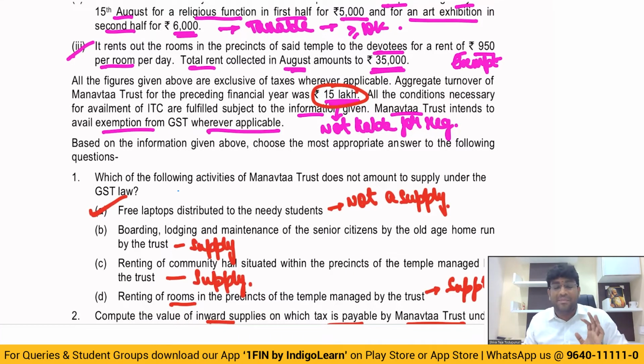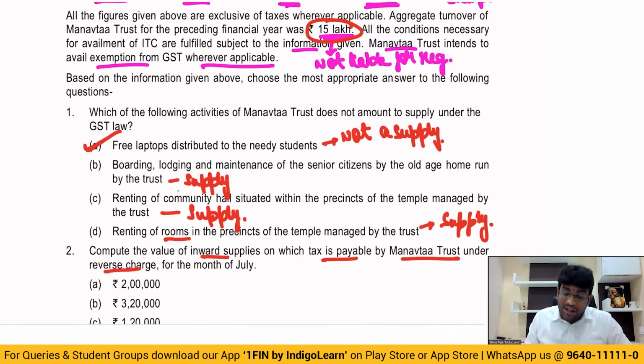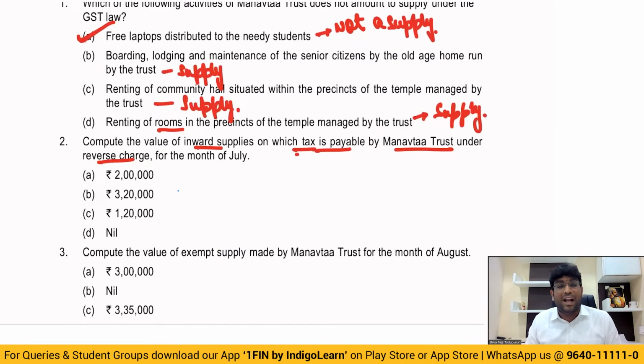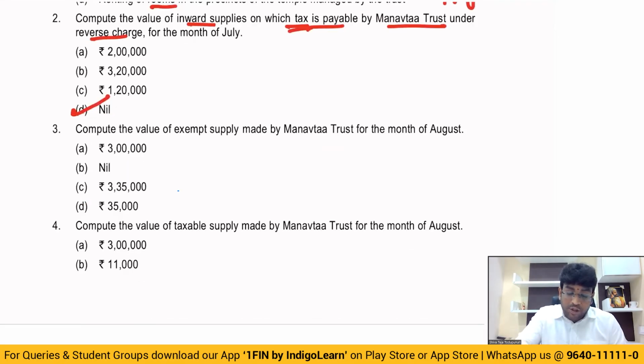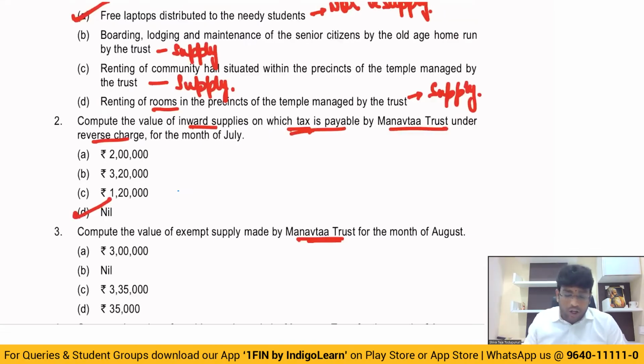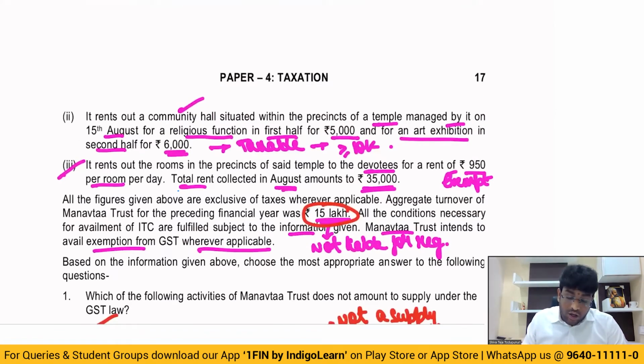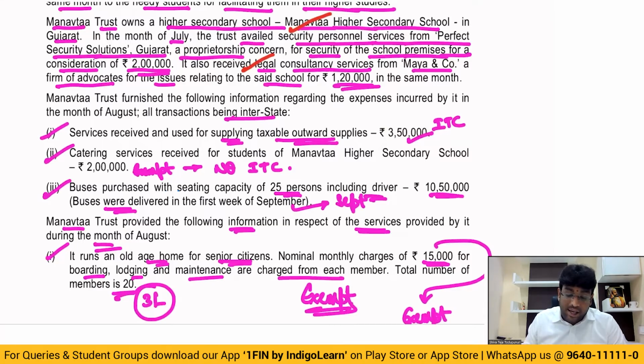And once it is exempt, there is no question of RCM. So in this particular question, there is no tax which is payable under RCM. So answer is option D, my dear friends, nil, because there is no tax which is required to be paid under a reverse charge mechanism. Third point, compute the value of exempt supply made by Manavta Trust for the month of August. Already we calculated this, sir. Already we calculated this: 3 lakh service is exempt.